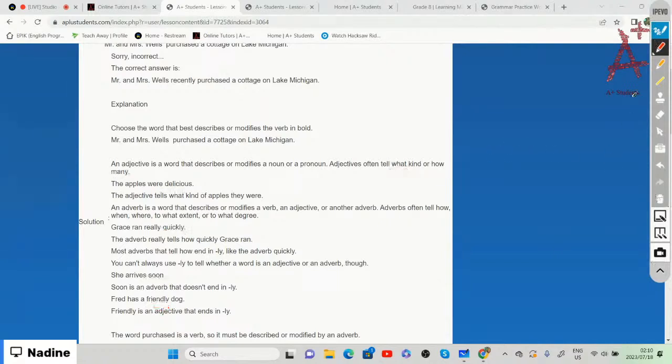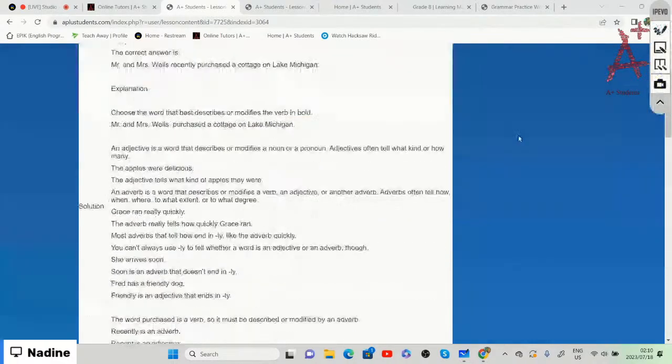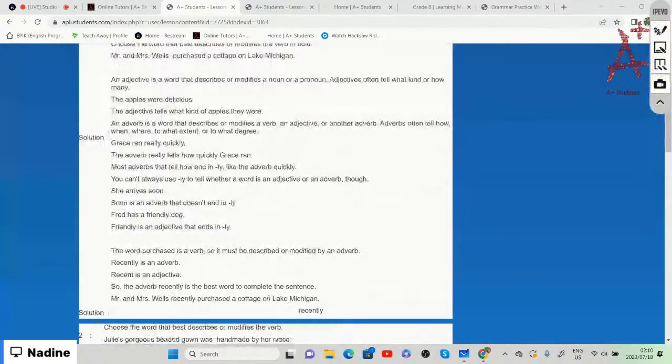Because remember, an adjective is a word that describes or modifies a noun or pronoun, and it often tells us what kind and how many. And an adverb is a word that describes or modifies a verb, an adjective, or another adverb. And adverbs often tell us when, how, where, to what extent, or to what degree. So those are the differences between an adjective and an adverb.